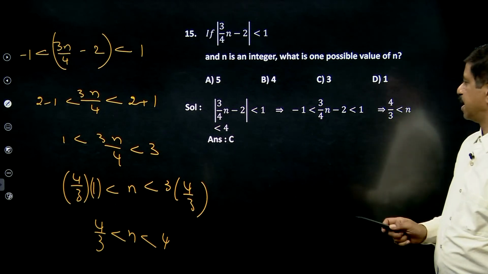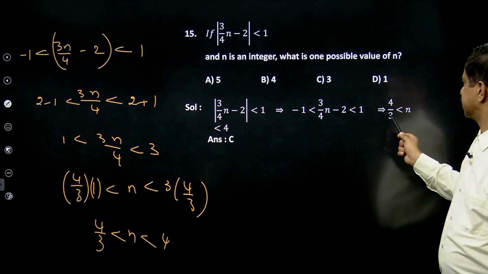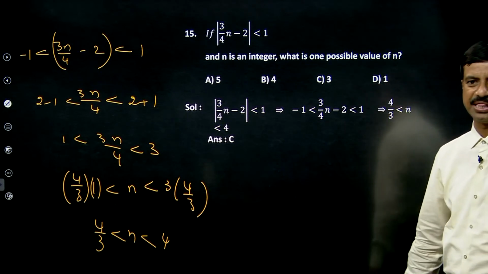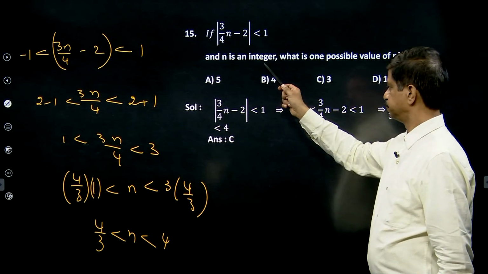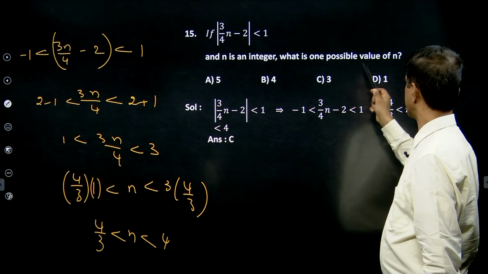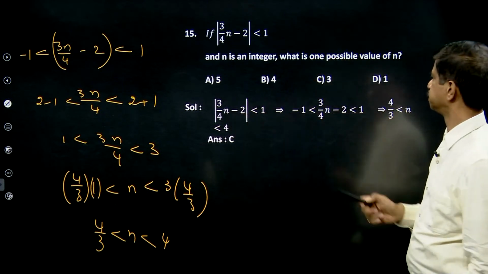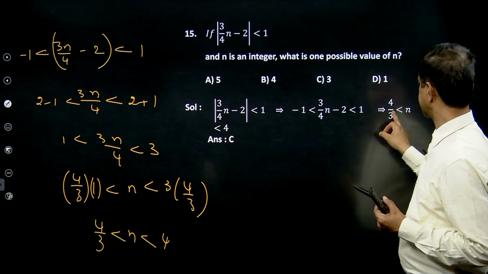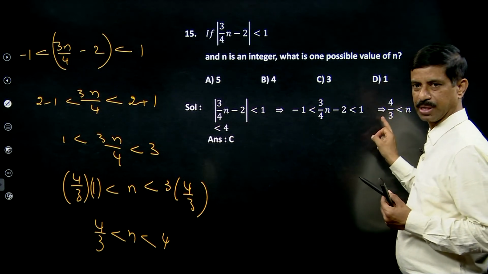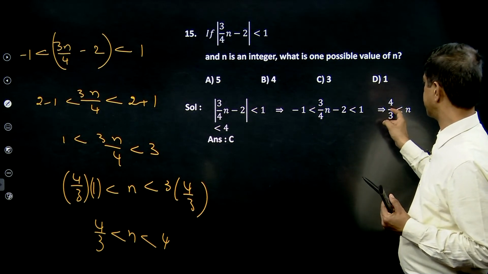So what should be the value of n? What is the possible value of n, he said. What should be the possible value of n in that case? See, n is an integer. What is one possible value of n? Only one of these 4 values you need to pick. So n is greater than 4 by 3. So what does greater than 4 by 3 mean?